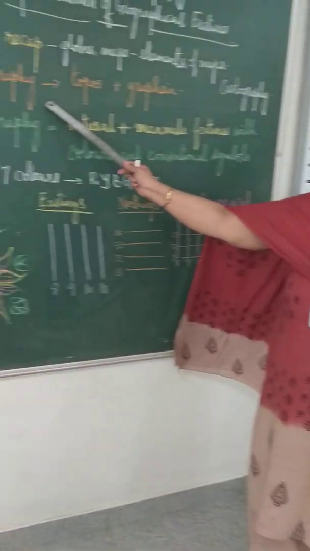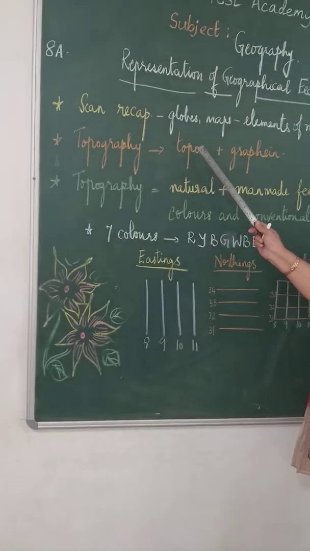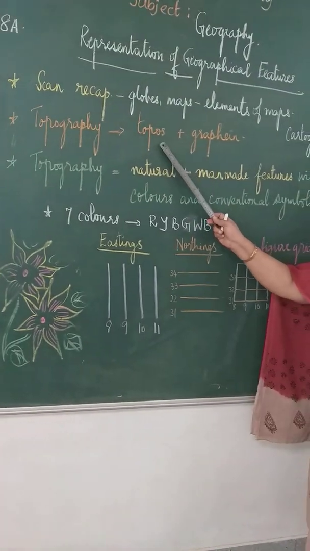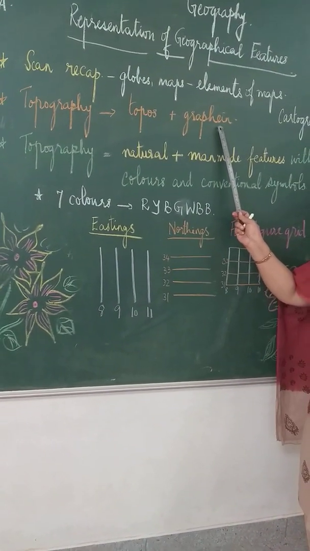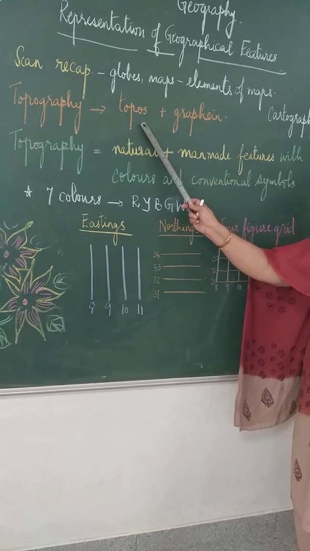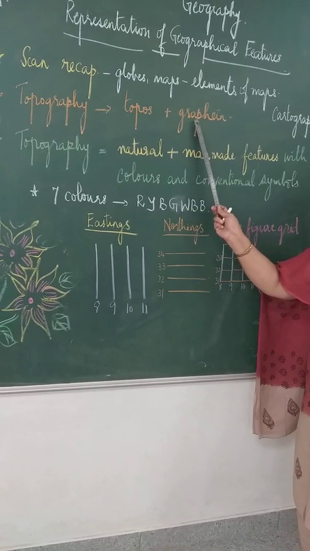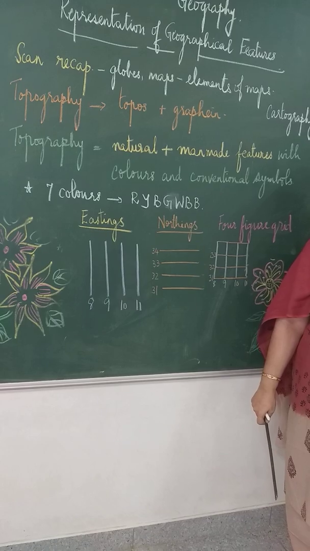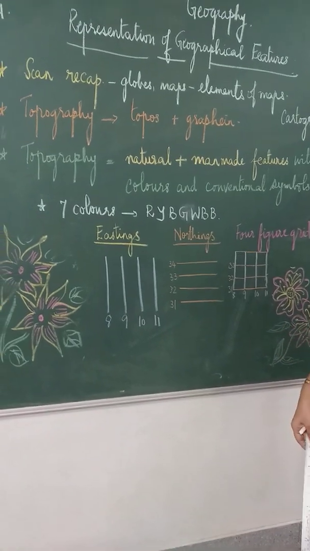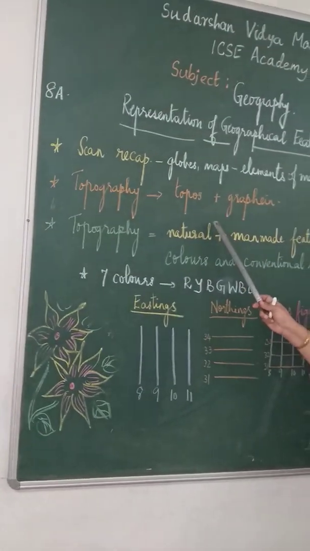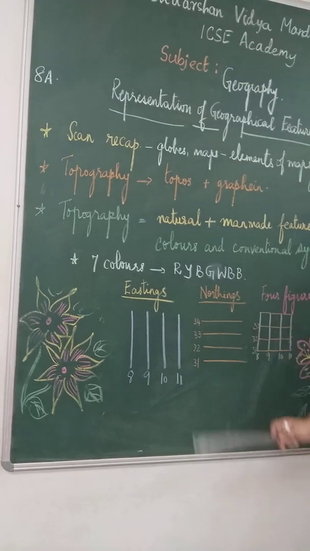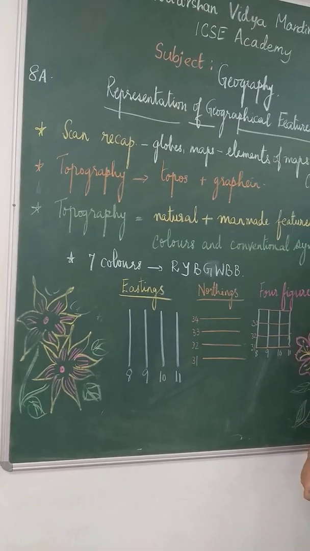So let's look at this term topography. It comes from the Latin terms topos and graphein. Topos means place, graphein means to write or describe about. So split up into two terms, topos, place, graphein, to write or describe about.